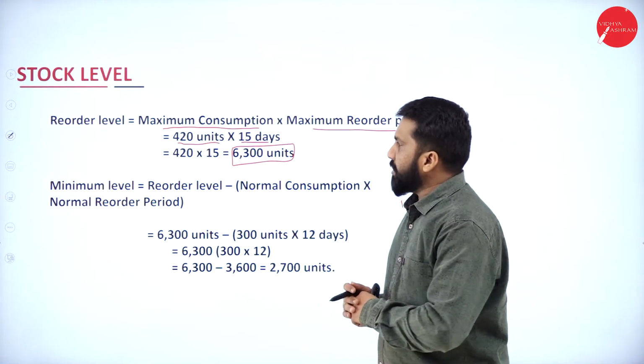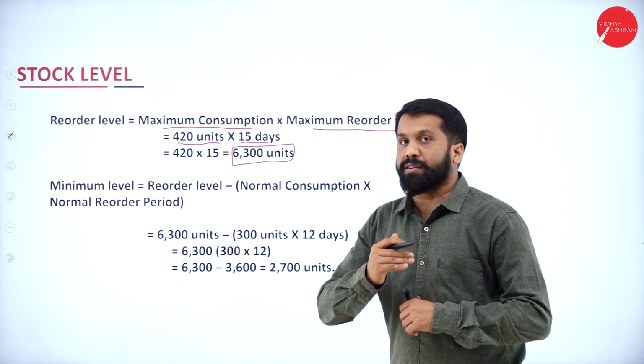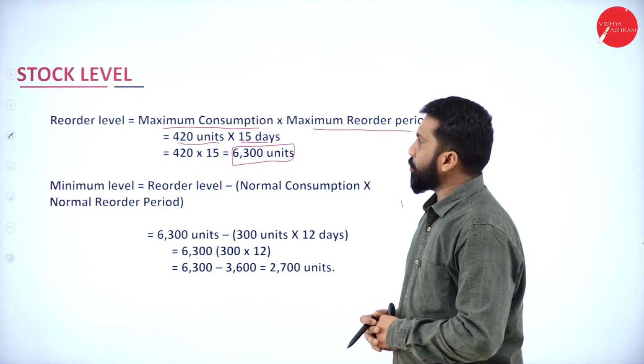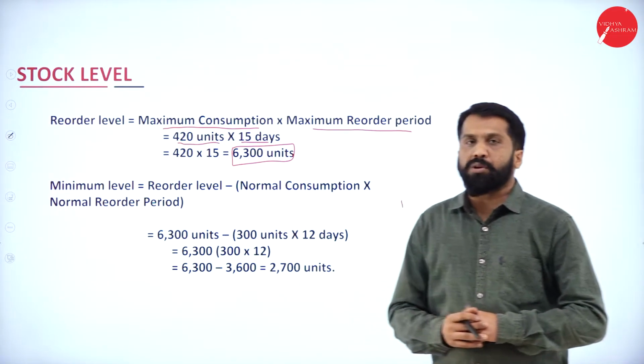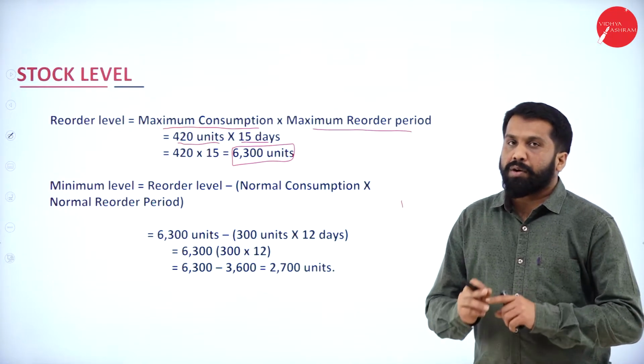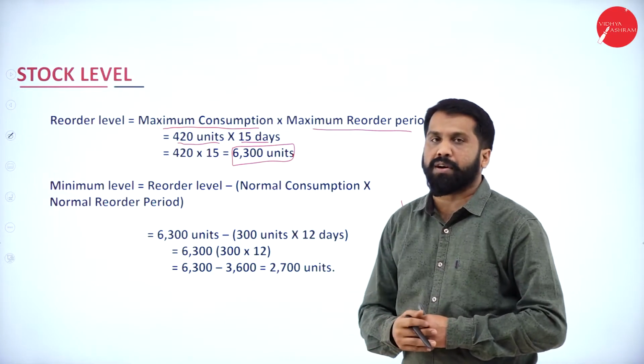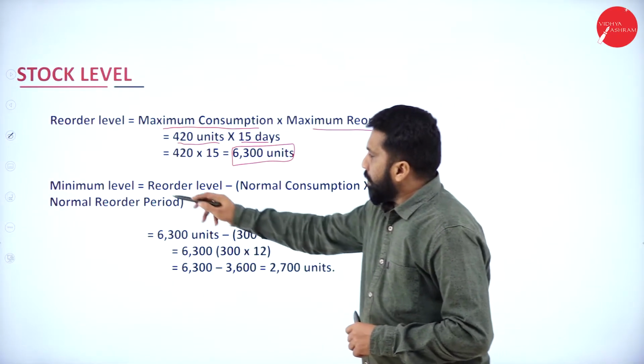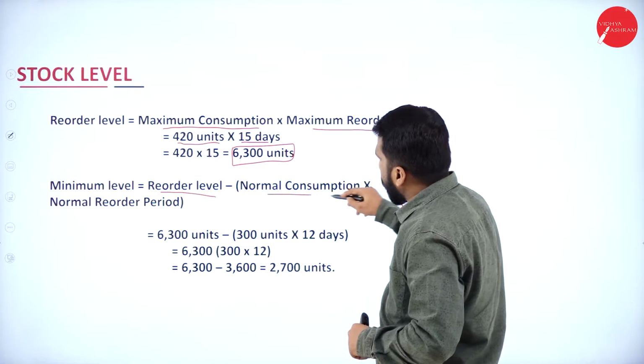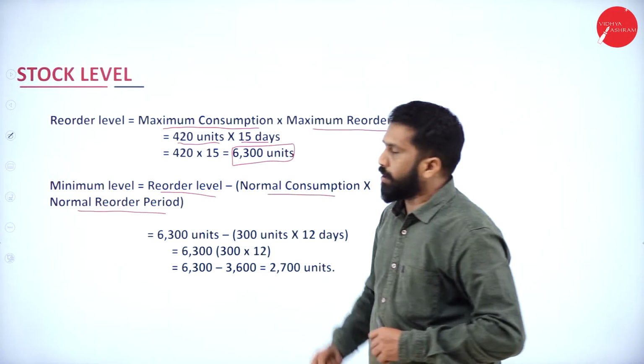Up to this you have understood. Now we'll go for the next, that will be the minimum stock level. What is the minimum stock level formula? You have to complete your reorder level first. Once it is done, then you can go for the minimum. Reorder level minus normal consumption and normal reorder period.